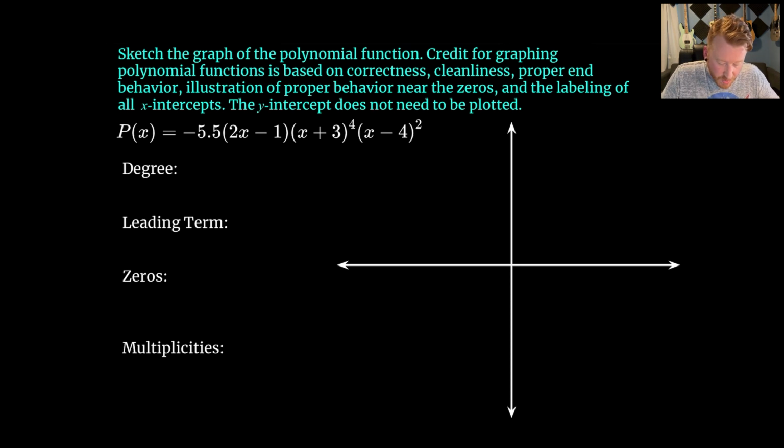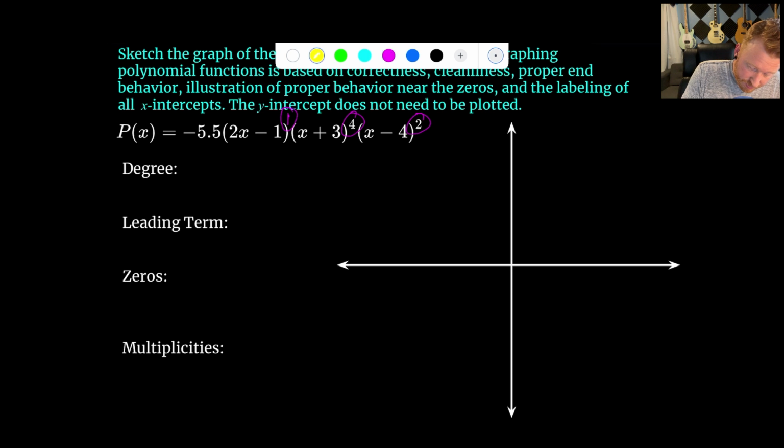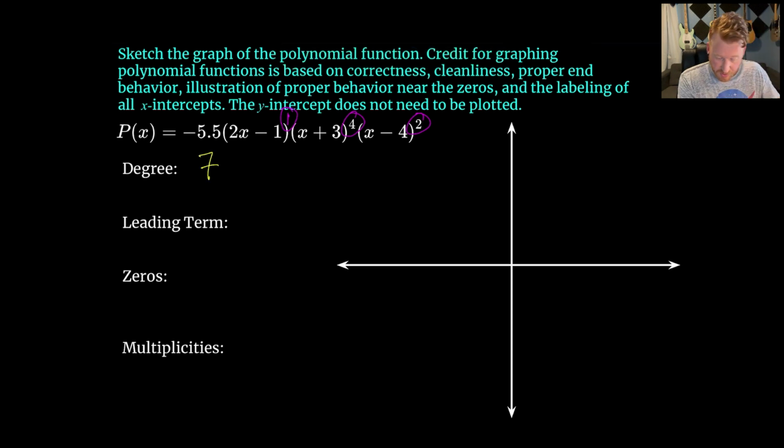So if we're looking at the degree here, this will help tell us the direction of what our end behavior should be. So if I'm looking at degree, I've got a 2 here, a 4 here, so I'm already at degree 6, and then there's a 1 here. So degree 7 is what we're looking at. And maybe let me change to a little bit more of a visible color. So we have got degree 7, and then the leading term here is negative 5.5.